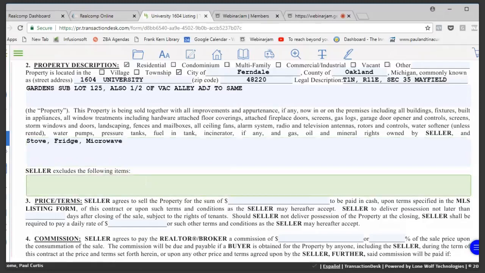Seller excludes the following items. If there's something that your seller wants to take that is attached, that's where this goes.